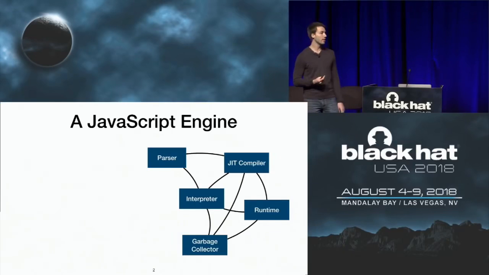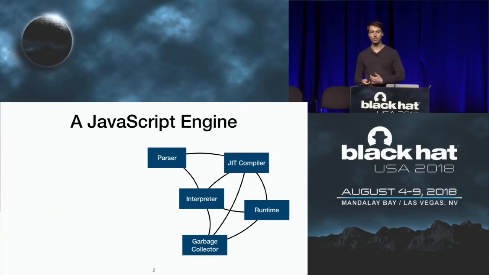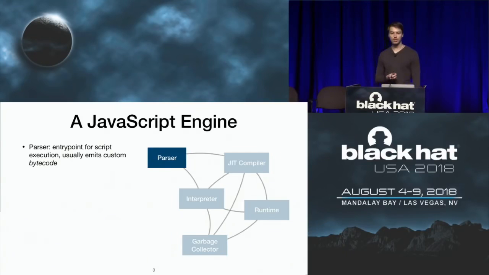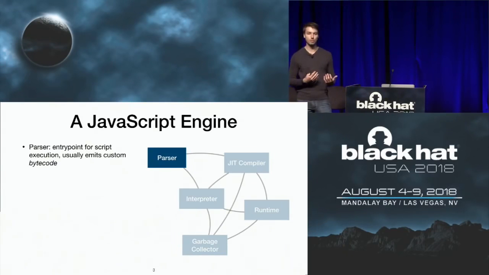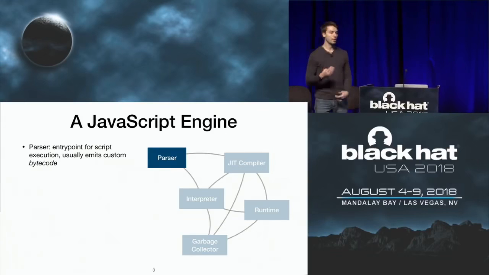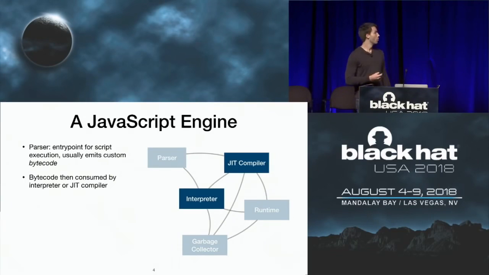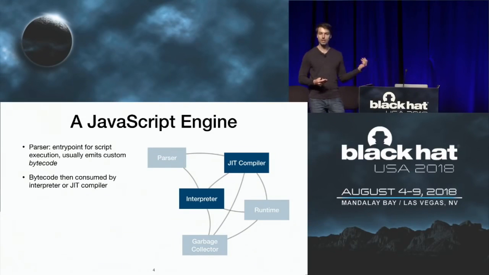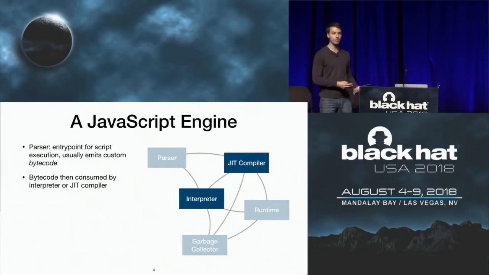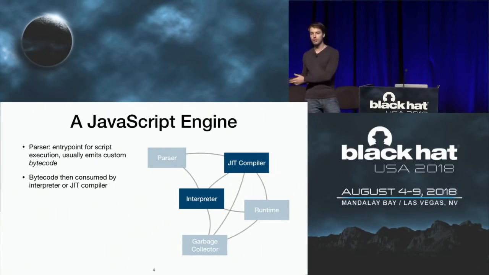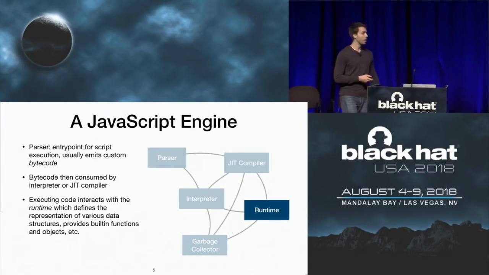What does a JavaScript engine look like? These are the main components you'll need to make a JavaScript engine. First, we have the parser that takes your JavaScript code as a textual representation and converts it to bytecode, usually custom bytecode for the engine. So it's also kind of a bytecode compiler if you want. Next, we have an interpreter and/or a JIT compiler, which consumes this bytecode and somehow executes it, right? The interpreter can just execute the code directly. The JIT compiler first converts it to machine code, then runs your machine code.